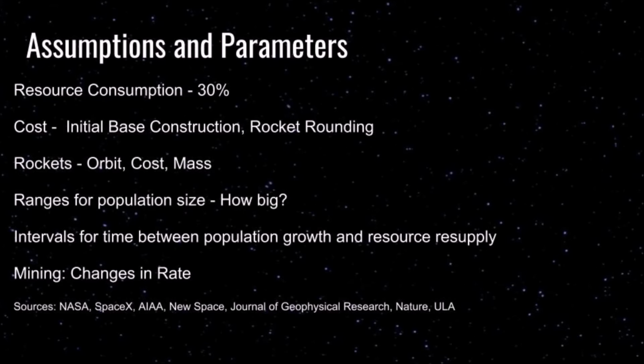Population size is determined by ULA models for the cislunar population in 15 to 30 years. The intervals between population growth and resupply are intervals of 4 for population and random parameters for the resource resupply. Mining is affected by AIAA models of base capacity over time on a per year basis.